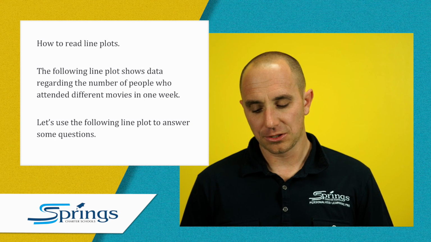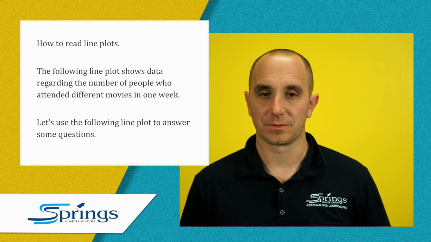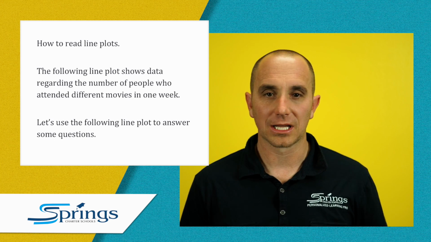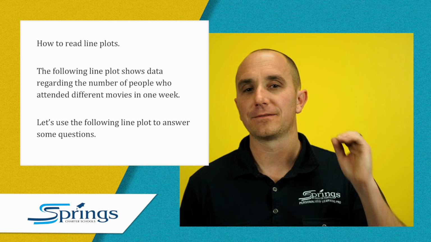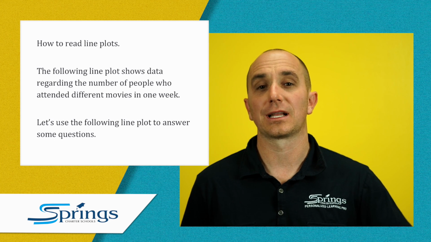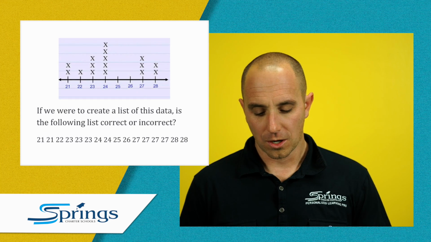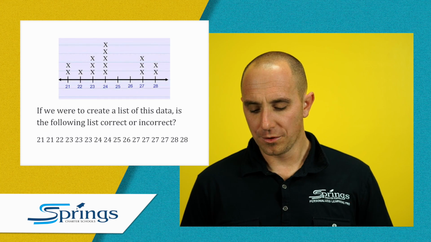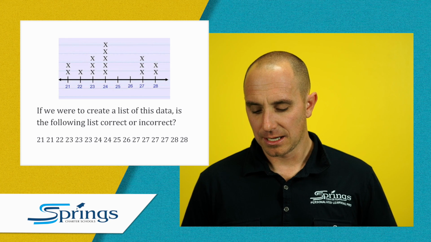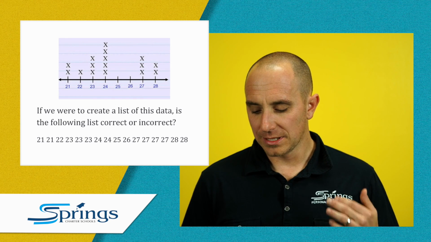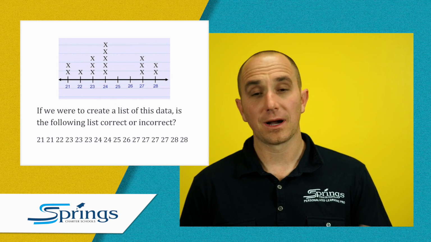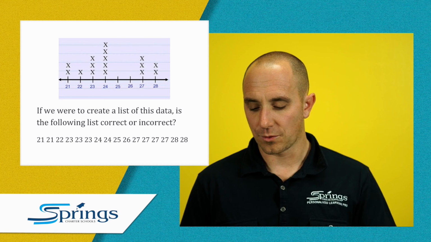All right, so let's use the following line plot to answer some questions, because last time we talked about how to build a line plot. This time we're going to dive in further on how to interpret the information that a line plot provides. If we were to create a list from this data, we're going to answer this question: is the following list correct or incorrect? So you can see my line plot. I have a line plot from 21 to 28.